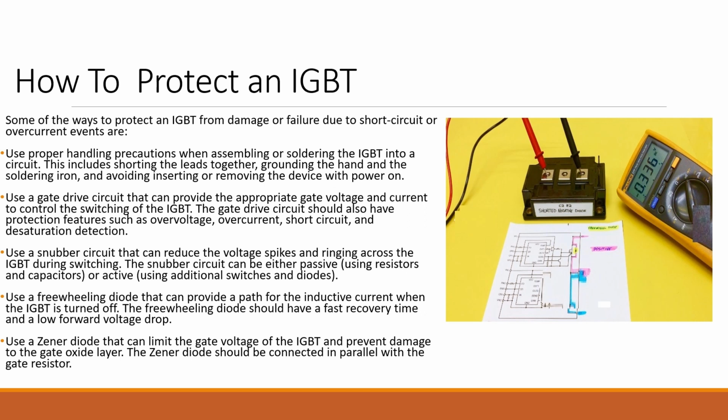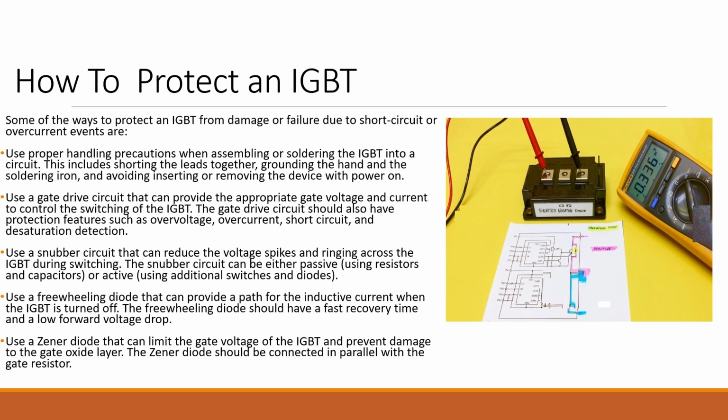Use proper handling precautions when assembling or soldering the IGBT into a circuit. This includes shorting the leads together, grounding the hand and the soldering iron, and avoiding inserting or removing the device with power on. Use a gate drive circuit that can provide the appropriate gate voltage and current to control the switching of the IGBT.